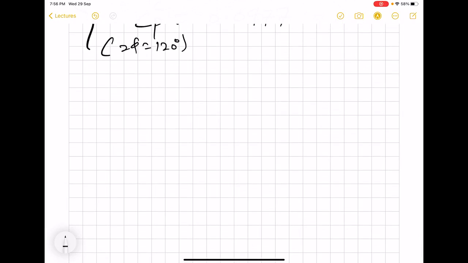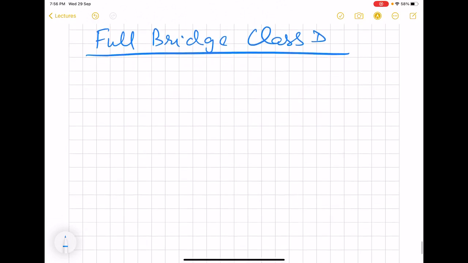So now we are going to see the second version of this class D, and that is called the full bridge class D. The advantage of this is going to be that there will be more power to the load, but we will be using 4 MOS.